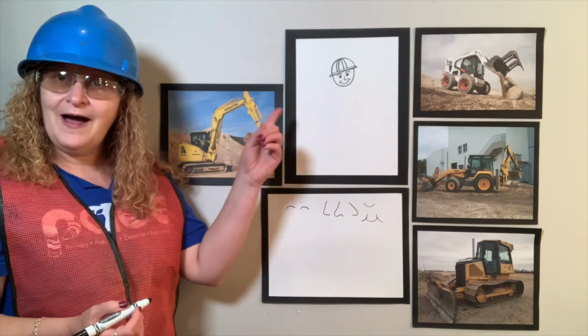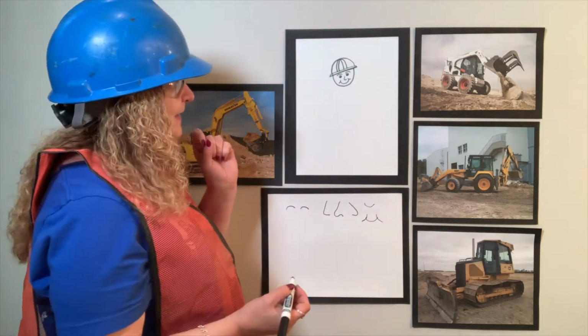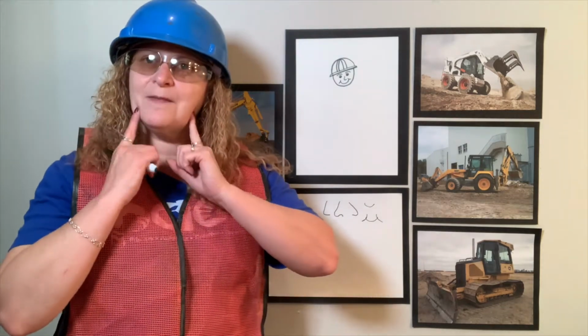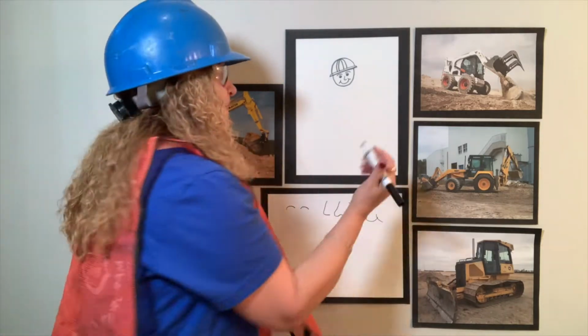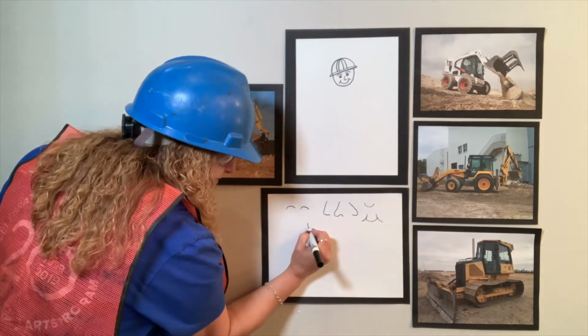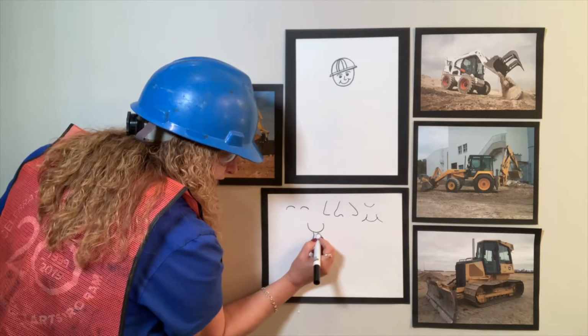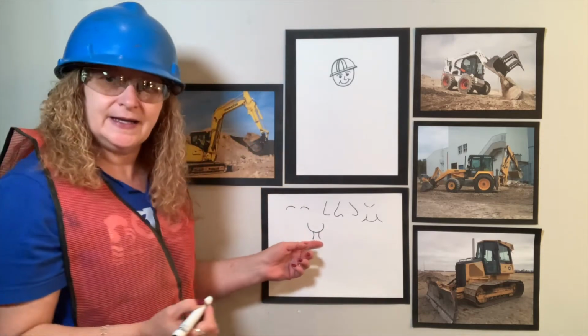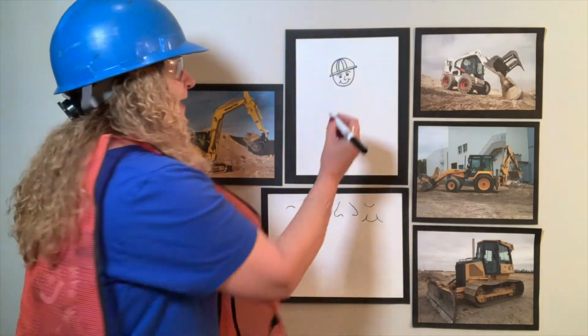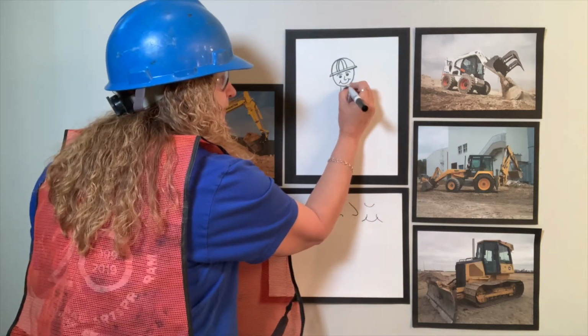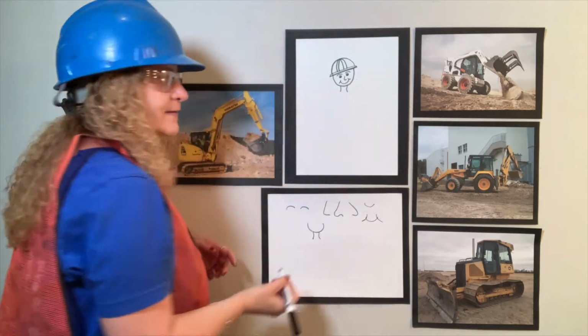So now I have my head. And the next thing I want to do is draw my neck. In order to draw our neck, so here's our curve. We're going to draw a curve and a curve. So right underneath, we're going to make our neck. And so here we go, curve and curve. And there is my neck.